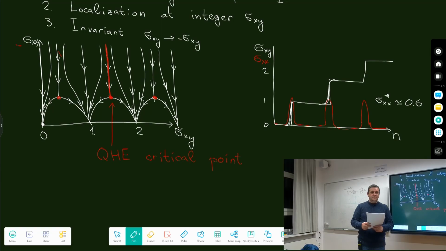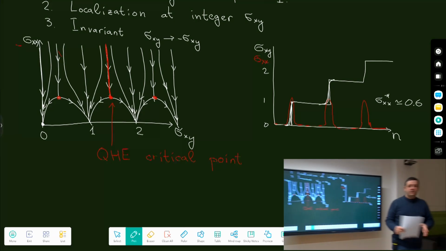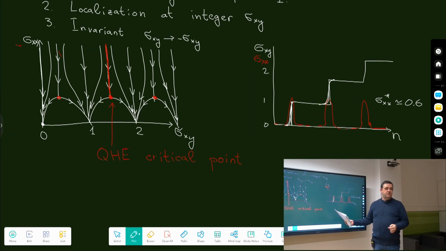Let's assume that n is a very large number. How to see that the limit of sigma xy goes to the classical answer? With the magnetic field? Yes. I didn't tell you how it depends on magnetic field in this picture. That's why you cannot see it from here.